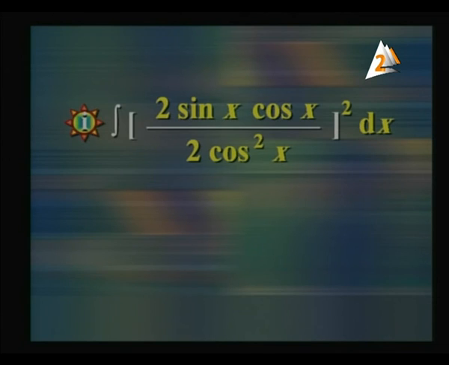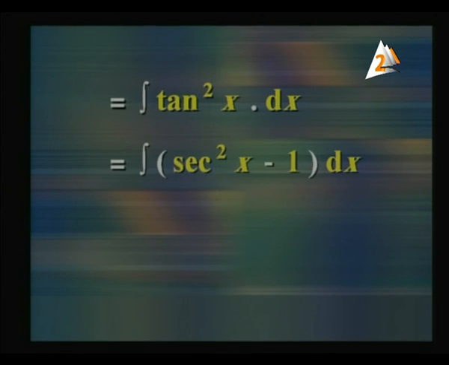Integration of 2 sine x cosine x over 2 cosine squared x, all squared, dx. Look at tan squared x dx, this integration. Why? Because 2 sine x cosine x means, yes, sine 2x, over 2 cosine squared x means cosine 2x plus 1, by substitution it is the integration of tan squared x dx.